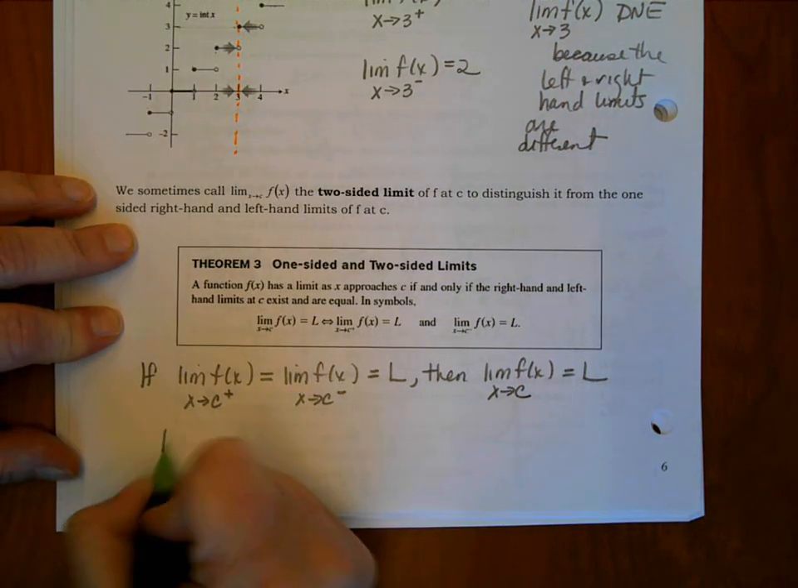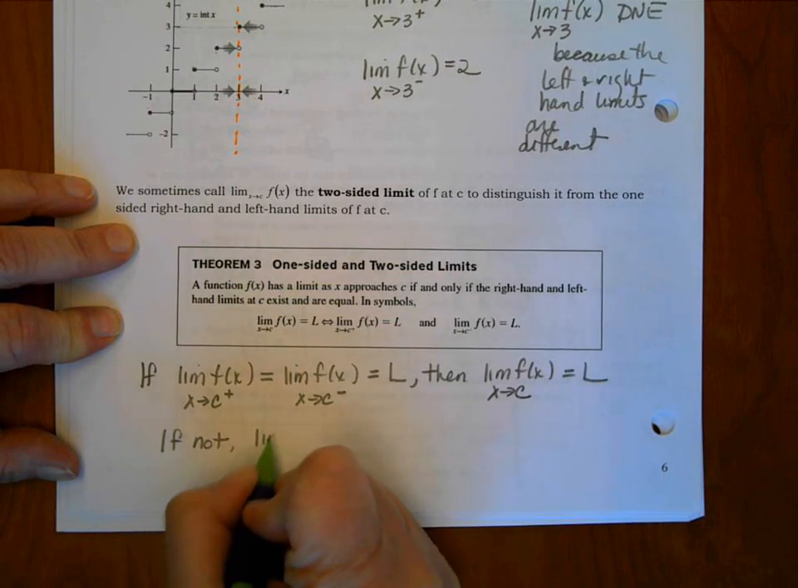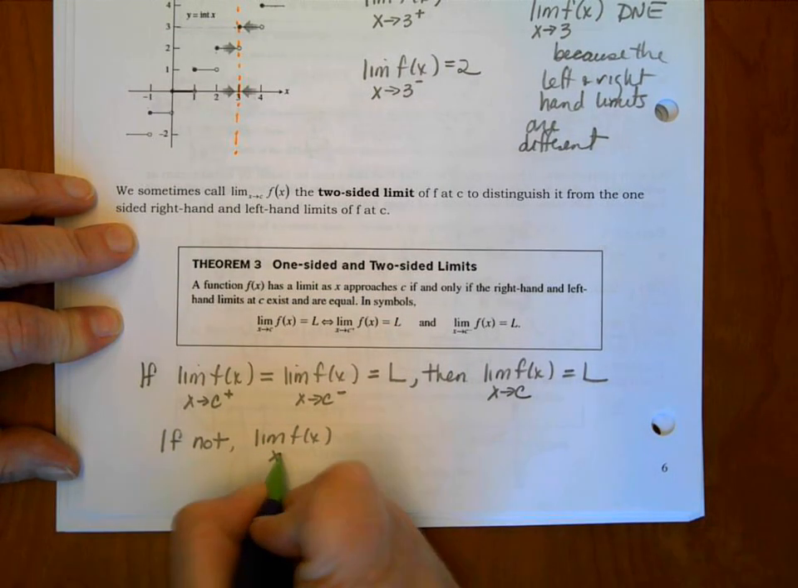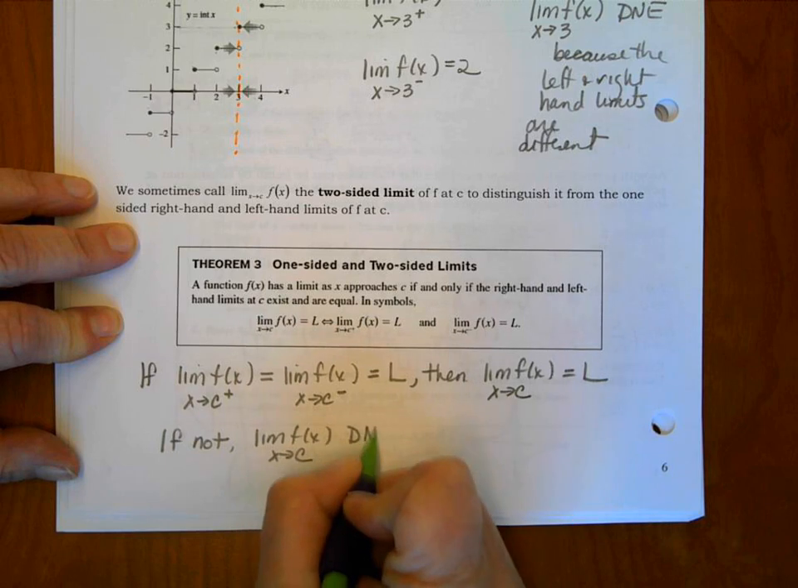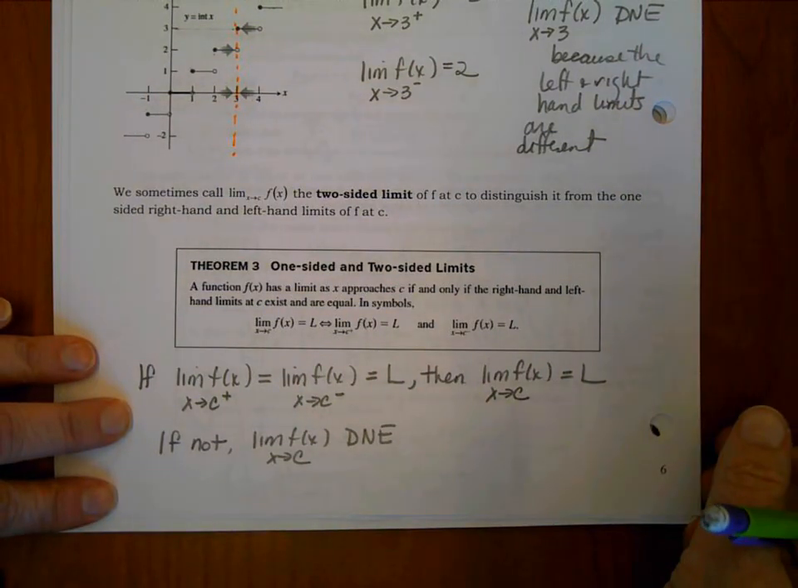If they're not the same, then the limit of f of x as x approaches c does not exist. And usually if the limit doesn't exist, that means there's some sort of discontinuity, and we'll get more into that in future sections. All right, so let's do some practice with that.